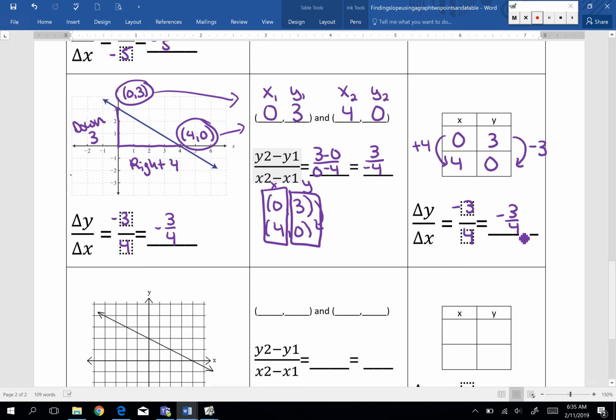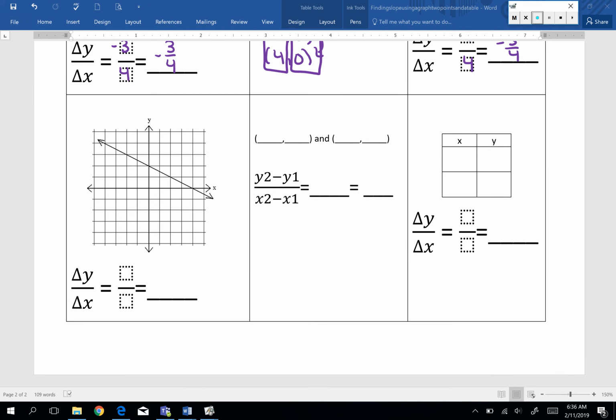I want to make sure we can use all three ways to find slope. We're not always given a graph. Sometimes we're given a table. Sometimes we're just given two ordered pairs. So I want to make sure we can use all three ways. So take a pause here and try out that last row, please.